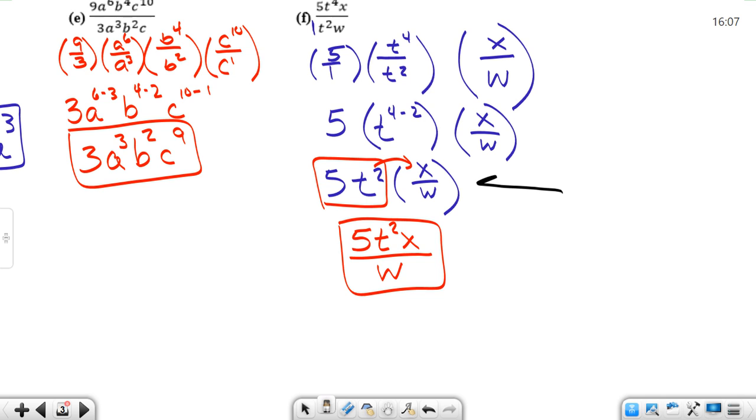Now, I'm sure some of you are thinking, well, if I leave it like that, is that wrong? No, that's not wrong. However, if this was a multiple choice question, that might not be an answer. This will likely be an answer. So no, this one here is not wrong. It's not wrong, but technically this way here is the correct way to write it.